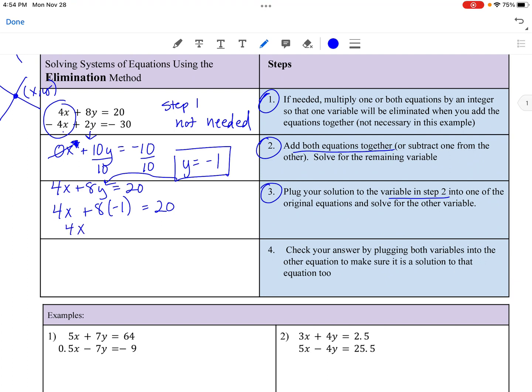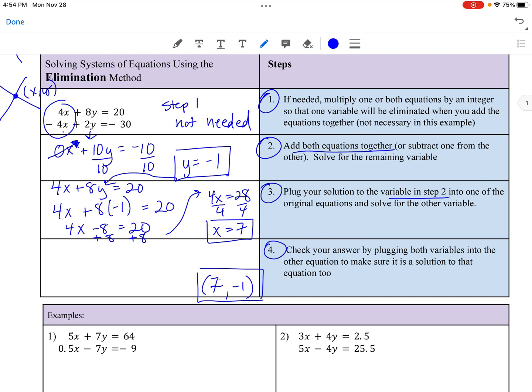So that gives us 4x minus 8 equals 20. We can add 8 to both sides, and I get 4x equals 28. Divide both sides by 4, and we get x equals 7. All right, I have my solution. X is 7, y is negative 1. I'm going to write that as an ordered pair, right? Because it's a point, the point of intersection of those two lines.